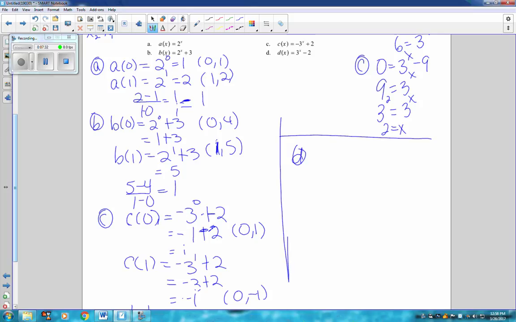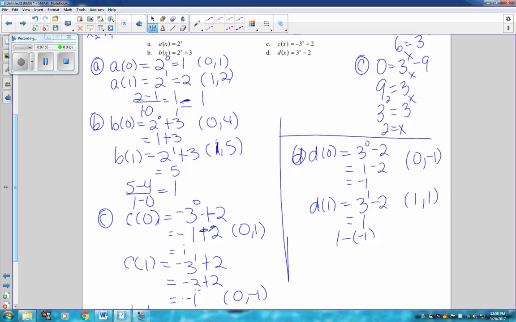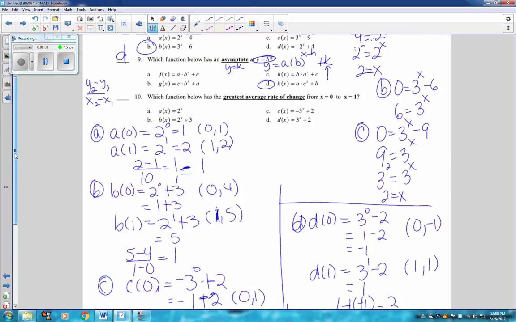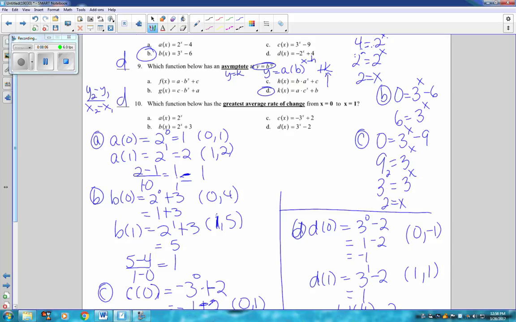Okay, for D, I'm going to find d of 0, which is 3 to the 0 minus 2. So that's 1 minus 2, which is negative 1. That's the ordered pair 0, negative 1. And d of 1 would be 3 to the 1 power minus 2, which is 1. So 1, 1. So your average rate of change is 1 minus negative 1 over 1 minus 0. That's going to be 2. And it wanted to know which was the greatest. That would be D. Okay, that's the end of sample quiz 5.